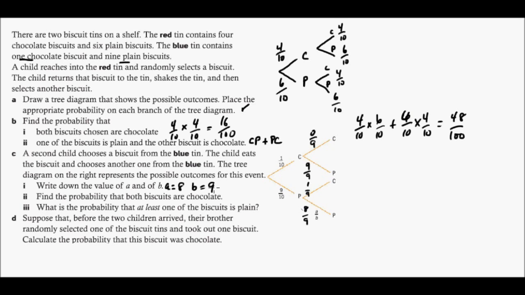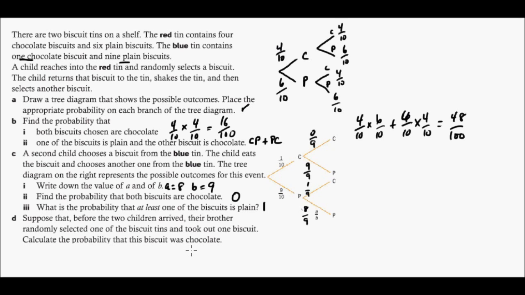Okay. Now, find the probability that both biscuits are chocolate. Well, there's only one chocolate biscuit, so both biscuits can't be chocolate. So that probability is 0. At least one of the biscuits is plain. Well, again, look at this one: chocolate plain, plain chocolate, and plain plain. Since you can't have two chocolates, it has to have one biscuit that's plain. So the probability there is actually going to be 1.